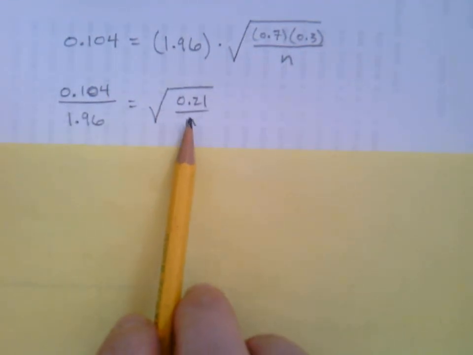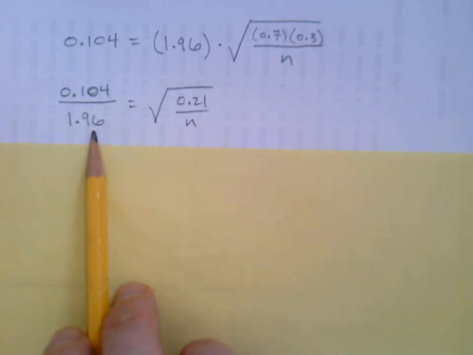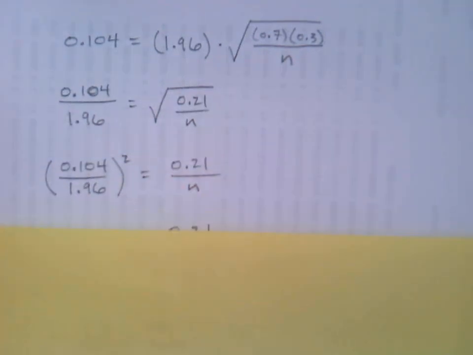Now I've got all this underneath a square root. I'm going to square both sides. And again, I'm not actually going to do the squaring here. I'm just going to write it like this. Okay, because then I'd have to round.